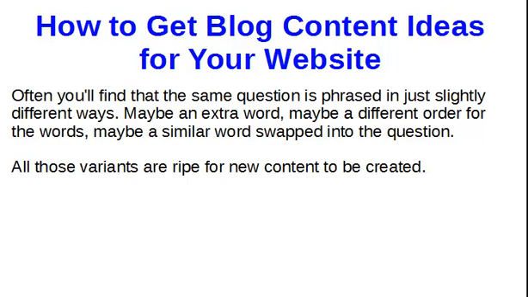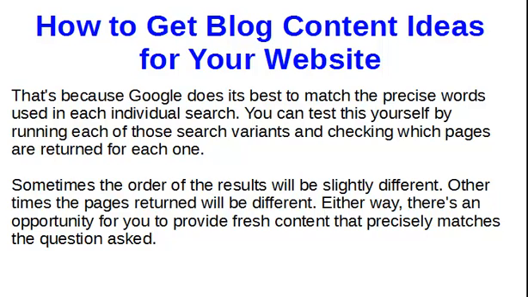It sounds overkill, but remember that Google delivers pages on your website, not your complete website. So people will probably only go in, I know you'd love them to go all over your site, but in practice they're probably only going into 1 or 2 pages. And Google will do its best to match the precise words used in each individual search. So how to get blog content ideas for your website will be different results to how to get website ideas for your blog, or website content ideas for your blog. All those will return slightly different results. And you can test that for yourself.